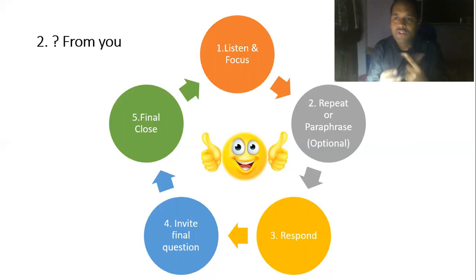The second step is optional. Here you can repeat the question if you are not sure what your audience asked, just to make it more clear about what you are going to tell. And the third one, which is very important, is the response. When we are responding, we have to keep it very short. Don't make it very long so that your audience loses interest.